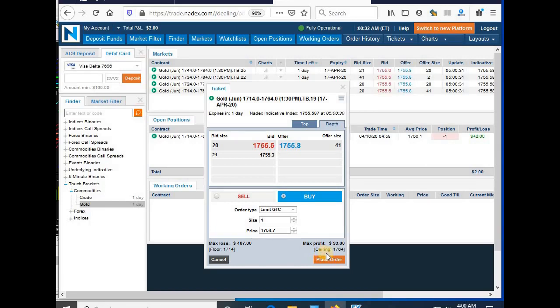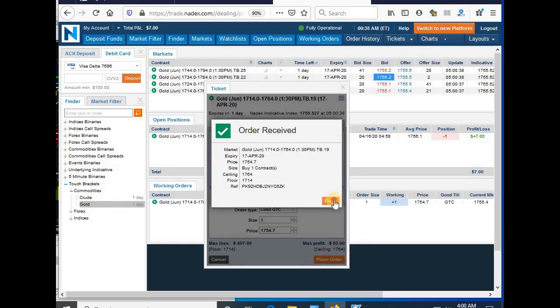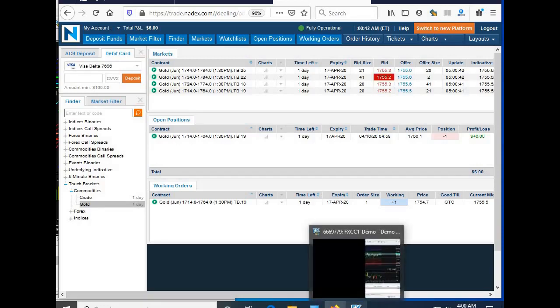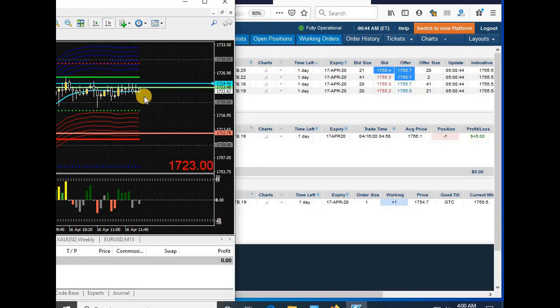Right here, I'm going to set me a working order because I may not be fast enough to get out. I like to usually get out manually, but who knows?